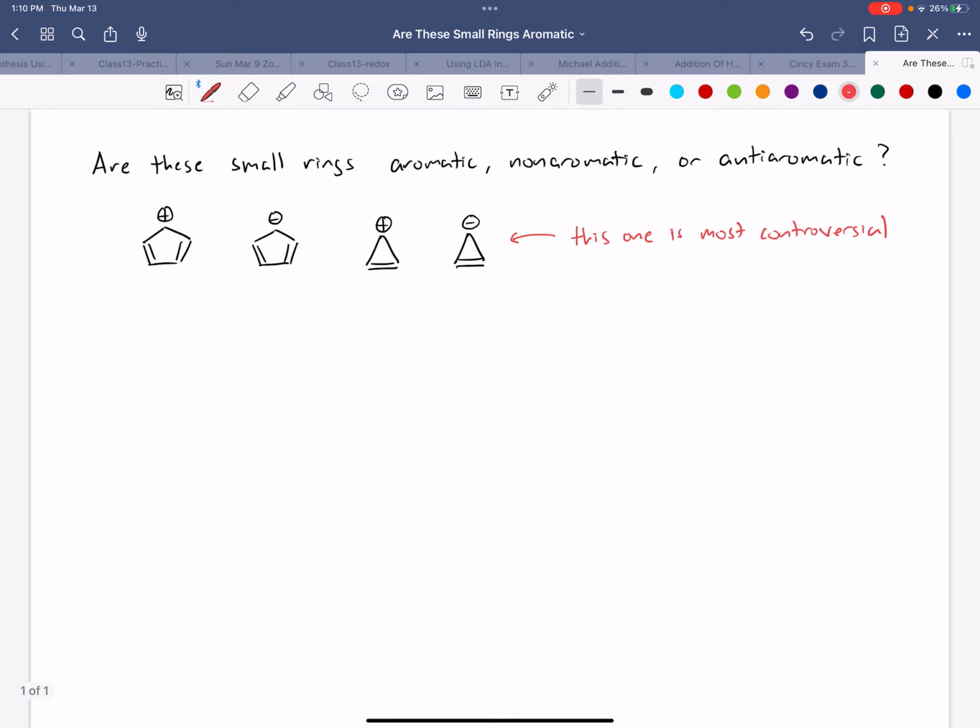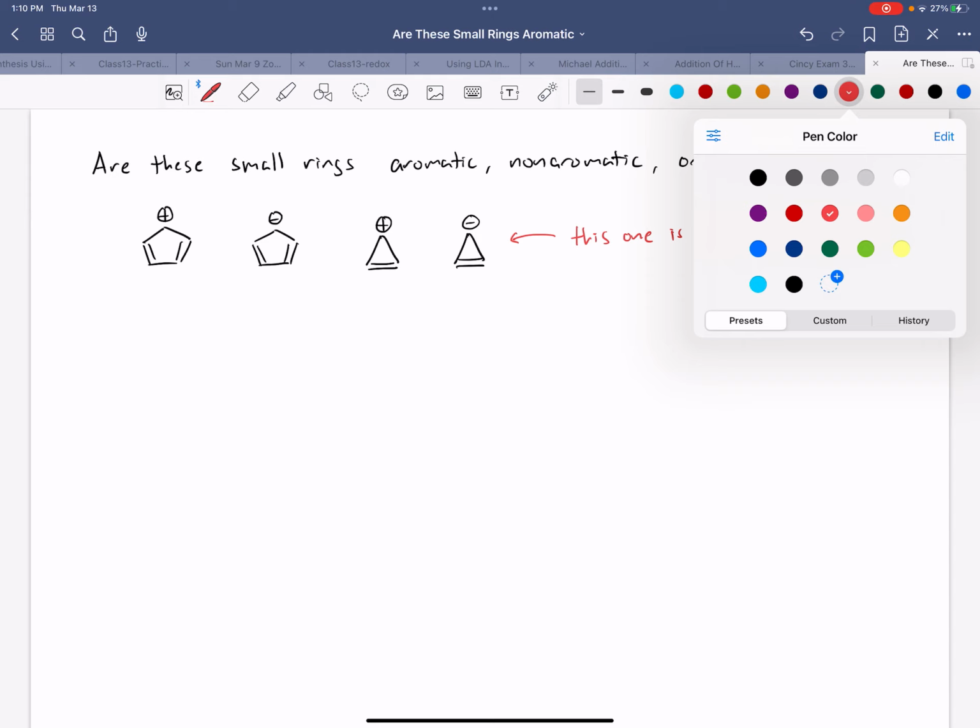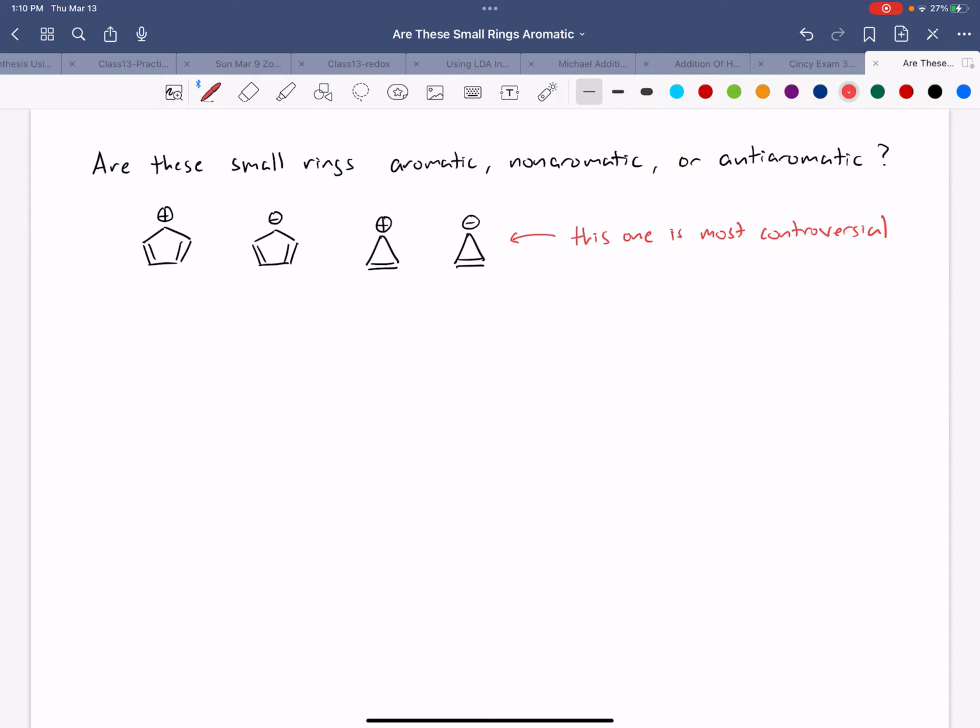Hello. In this one video, I hope to get through assigning aromaticity to these four ring molecules. They're all small rings, and they all have charges. So some are a little more difficult than others, but as we go through these examples, you'll pick up tips and things to watch out for when looking at aromaticity.